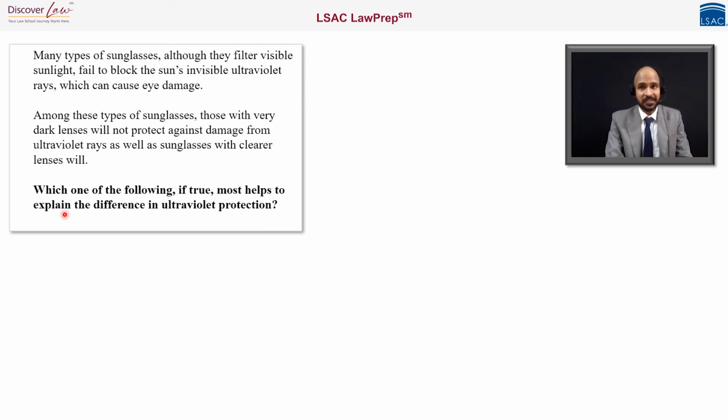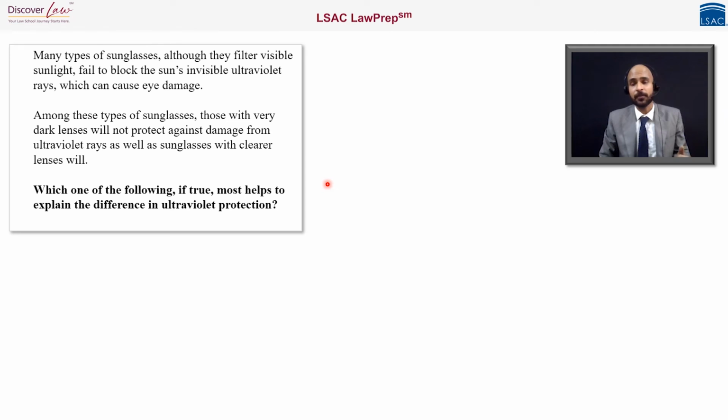Now the question statement here is kind of interesting. It reads, which one of the following, if true, most helps to explain the difference in ultraviolet protection? It is interesting because if you can see here, you can't really understand the question statement or what it means until you have first understood as to what the passage is about, what the argument above is about. This is not the case with all questions, let me tell you.